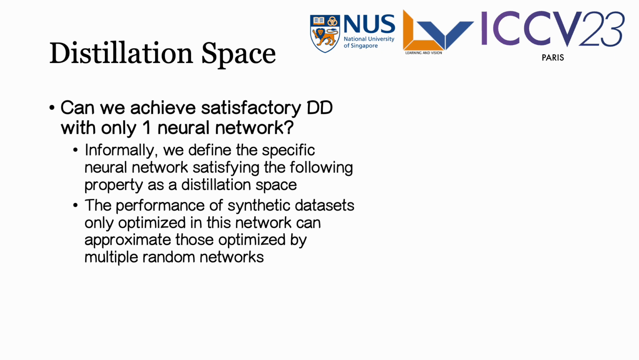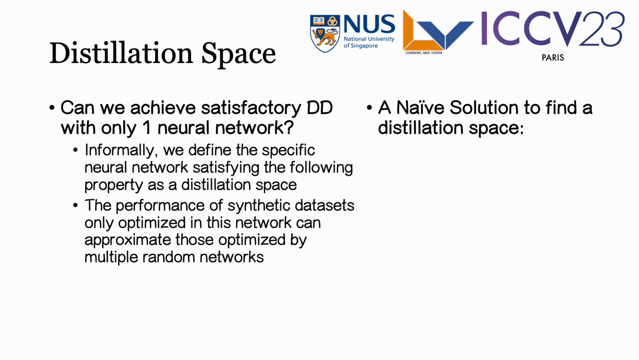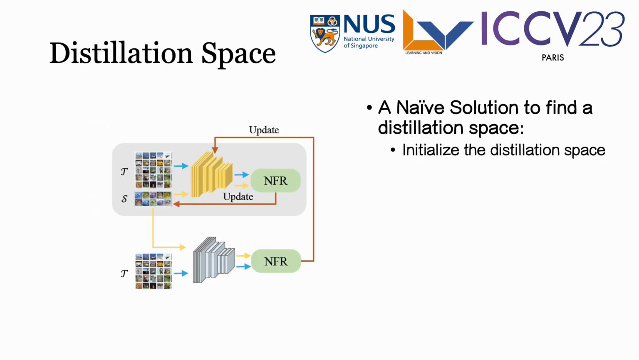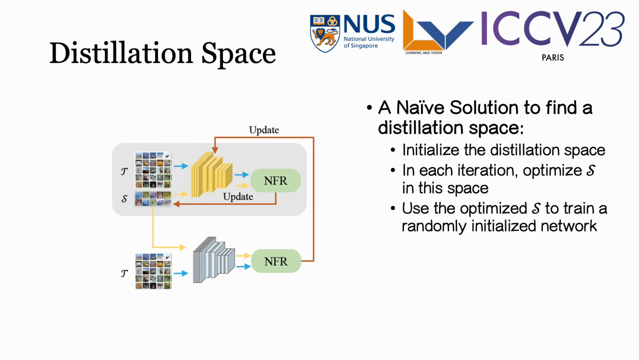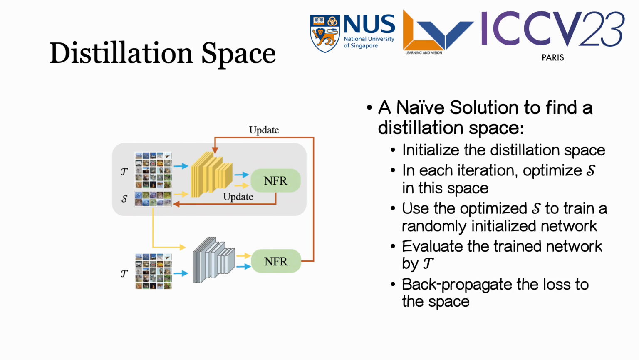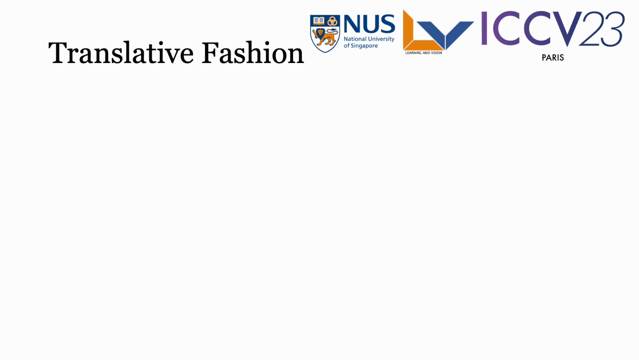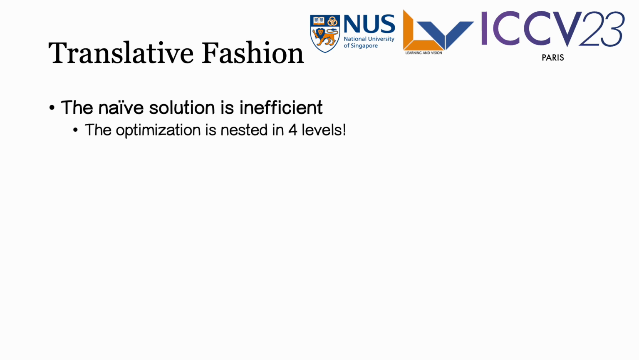With this definition, one can come up with a naive solution to find a distillation space according to its definition, as shown in this figure. After the distillation space is initialized, in each iteration, we optimize the synthetic dataset S in this space and conduct a step of NFR in another random network. The loss is backpropagated to the space to update it. This naive solution is inefficient, since the optimization is nested in 4 levels.